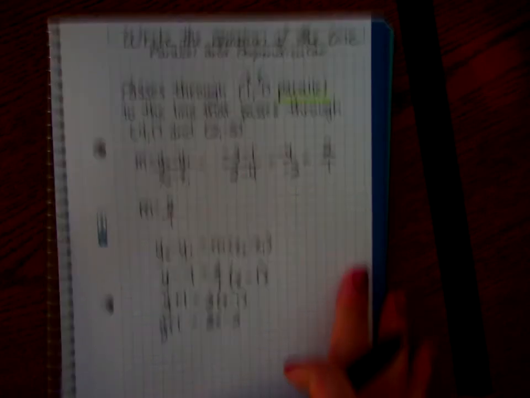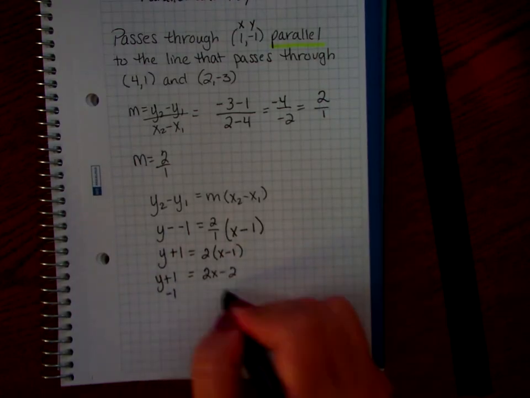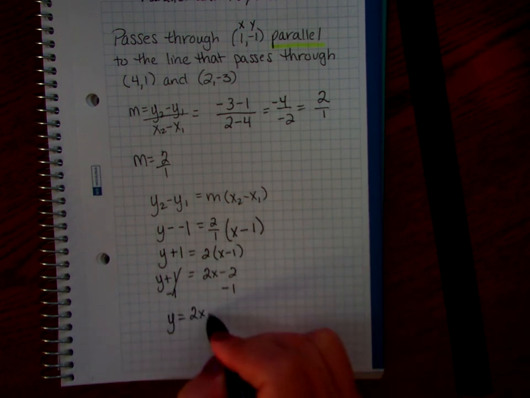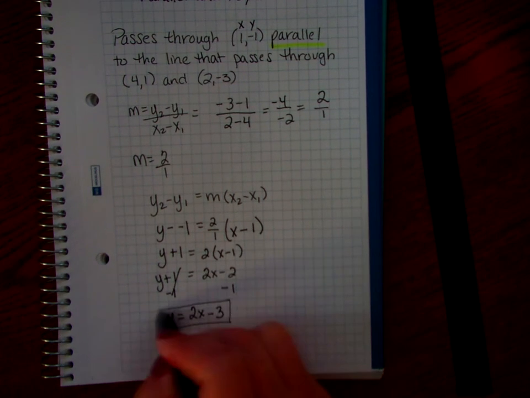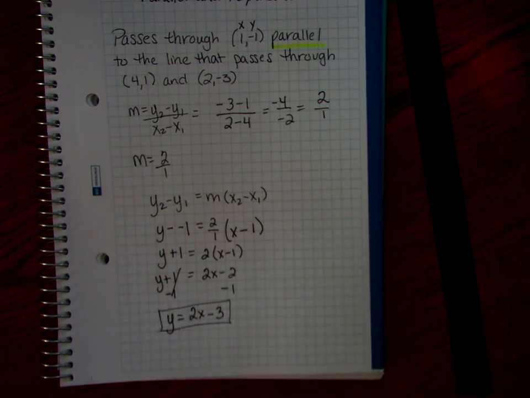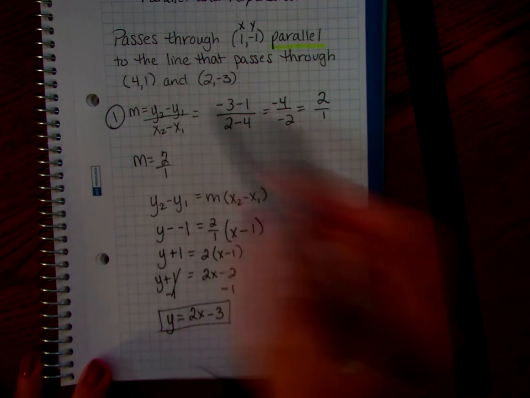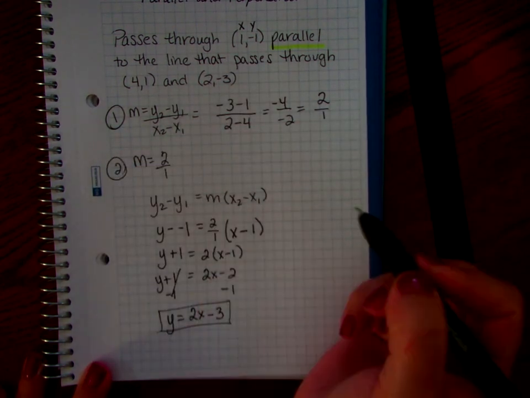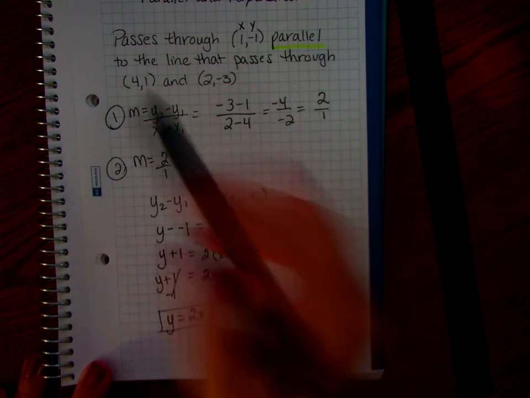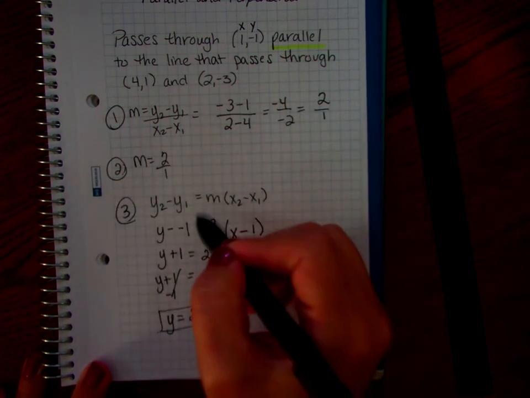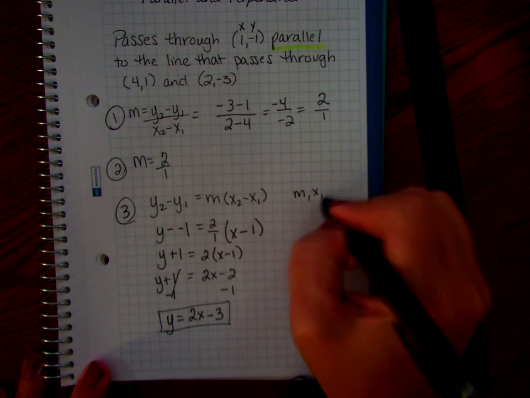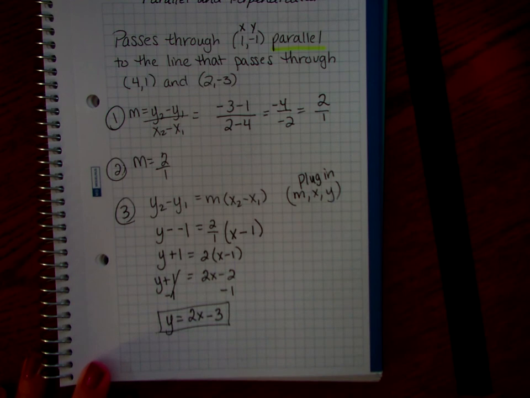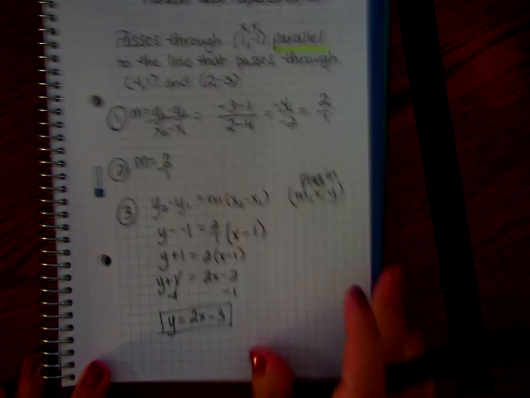Okay, and I have to get my y alone. So I'm going to subtract the 1 from both sides. Those cancel. And I get y equals 2x minus 3. That is going to be my answer. Okay, so 1, figure out the slope of the original line. 2, figure out your slope based on is it parallel or perpendicular. And 3, plug in, you need the m, an x, and a y to solve for your formula. Okay, and it will result in your equation.